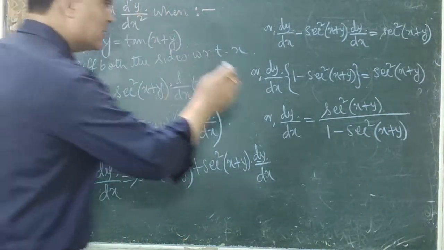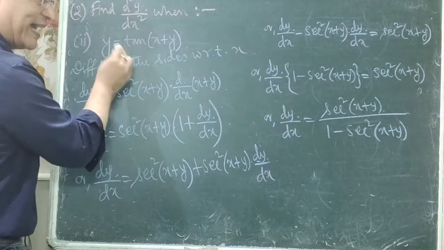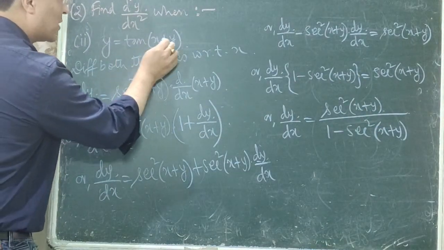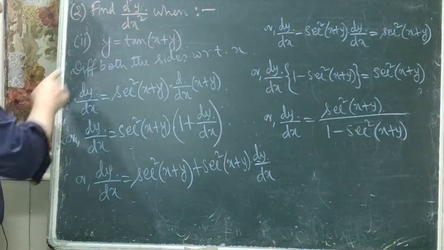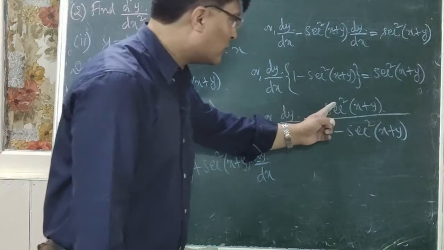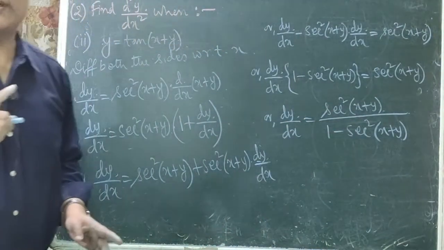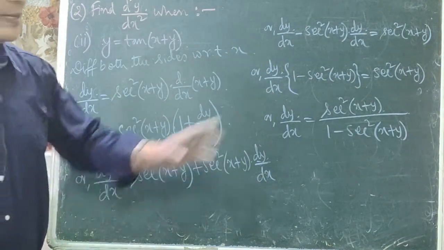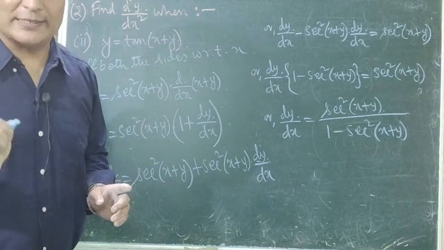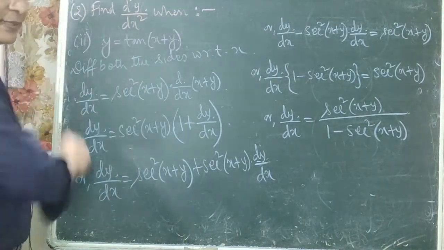Since this is sec square x plus y, and in the question it is given that the value of tan of x plus y is equal to y. What is the value of tan of x plus y given in the question? Y. You can convert this sec square in terms of tan, isn't it? You know the formula, sec square x is equal to 1 plus tan square x. So that we can use the value for tan of x plus y as y, right?